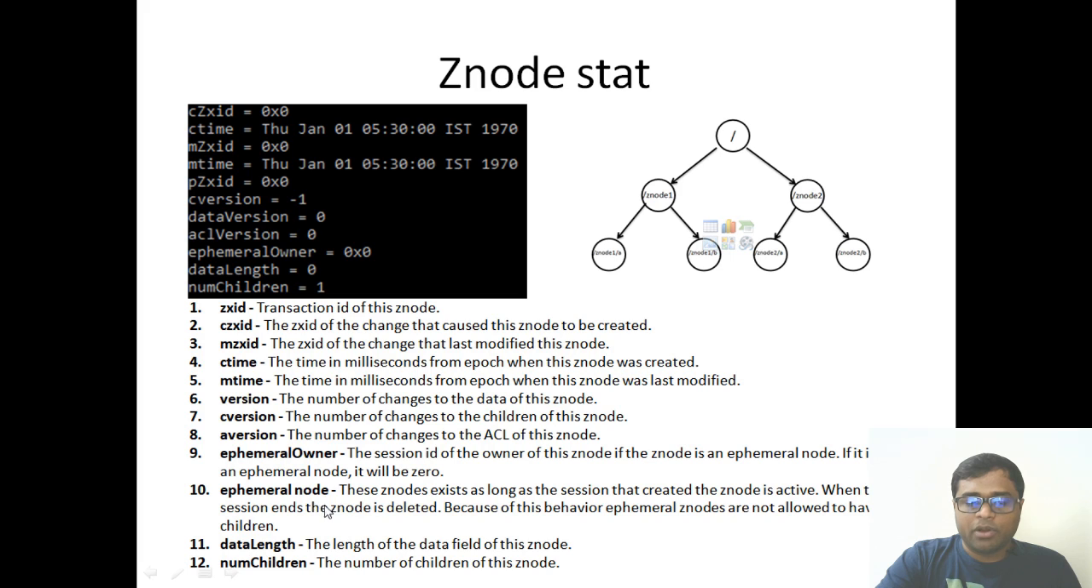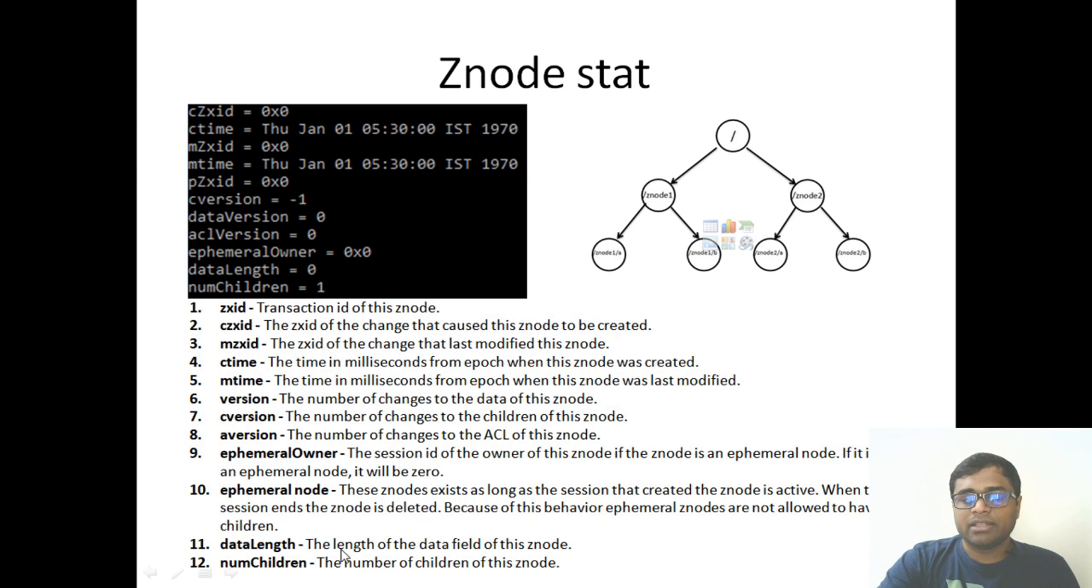Now, what exactly does ephemeral node mean? Ephemeral Znodes exist as long as the session that created the Znode is active. When the session ends, the Znode is deleted. Because of this behavior, ephemeral Znodes are not allowed to have any children, as they are not persisted and go away as soon as there is no session.